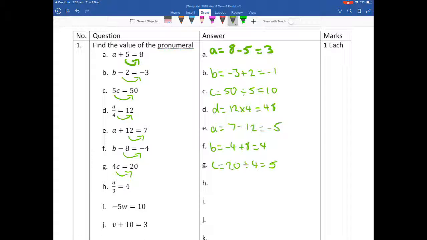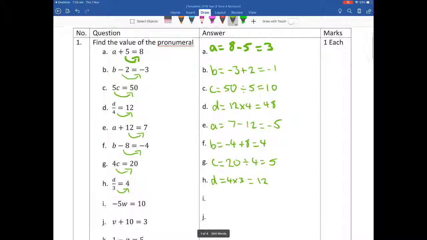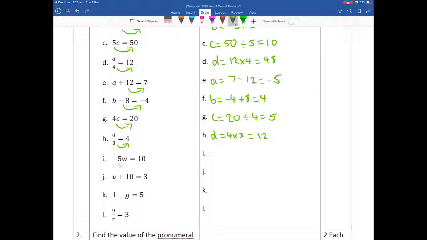20 divided by 4 is of course 5. If we're dividing by 3, we times by 3. So D equals 4 times 3, which is of course 12. Knowing your times tables is very important. Dividing by minus 5, W equals 10 divided by minus 5, which of course gives us a negative 2.